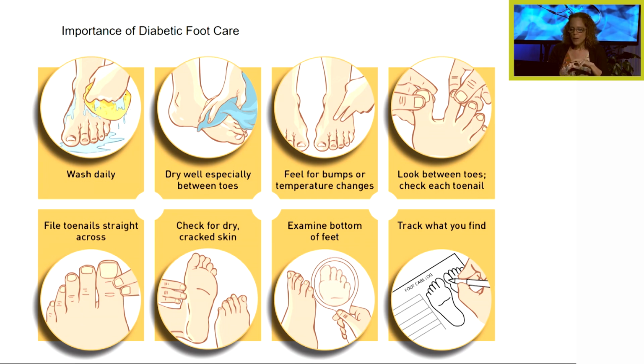We want to feel for bumps or temperature changes. If we touch the foot and it feels hot to the touch, it could be the indication of an infection. We want to look between the toes and check the toenails. We want to file the toenails straight across. And we want to check for dry or cracked skin. We always want to examine the bottom of the feet as well. And we always want to keep a record of what we're finding. The importance of keeping a record is so that we can know whether or not it's getting better or getting worse, okay?